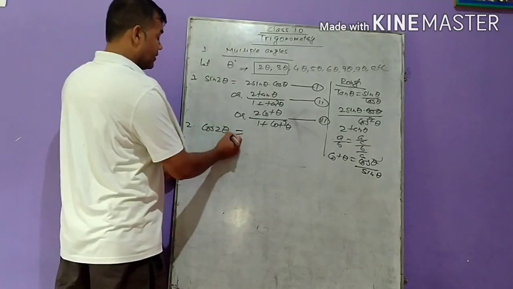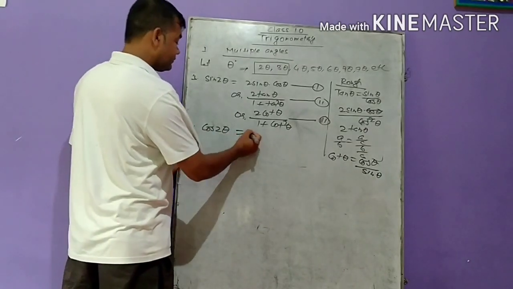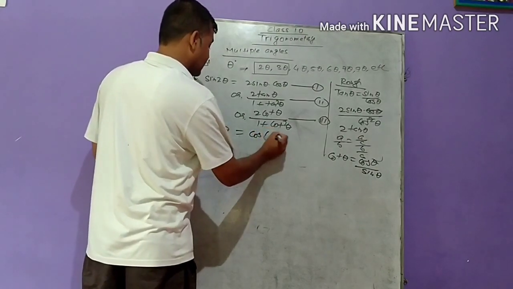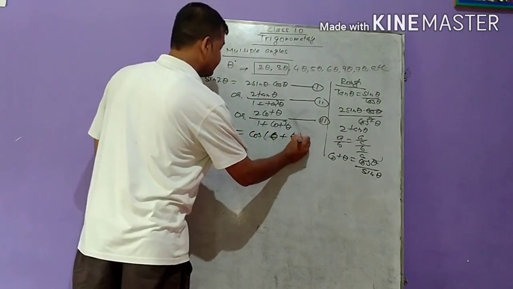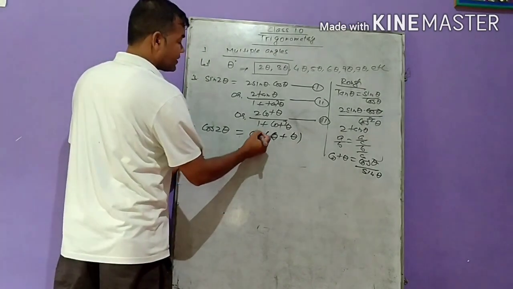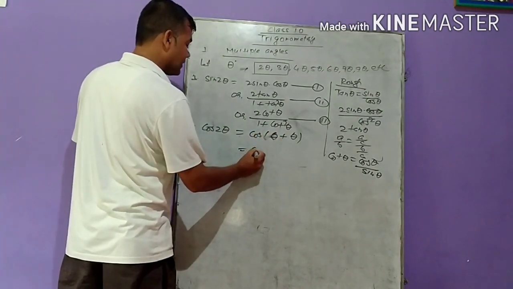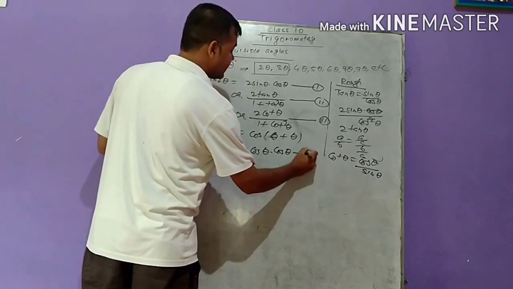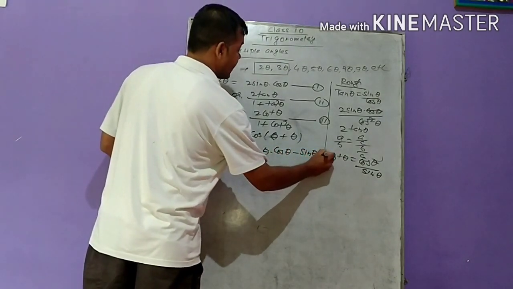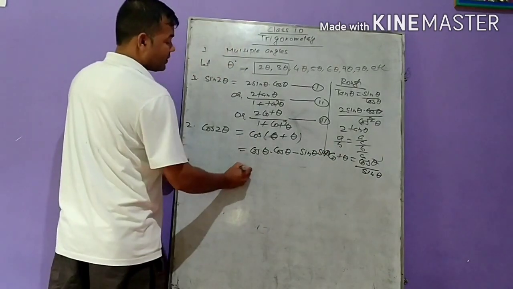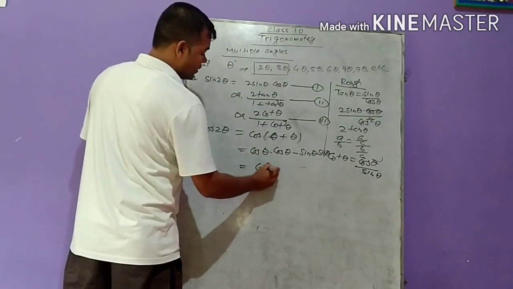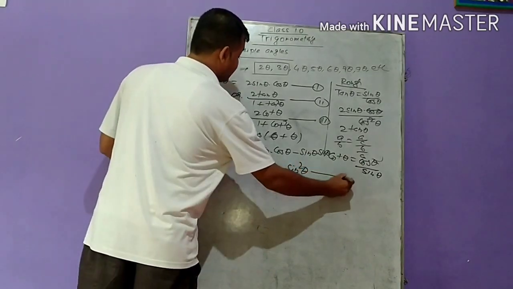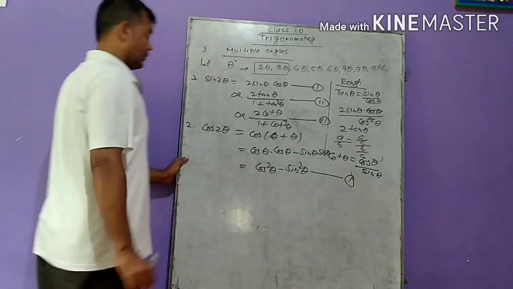We know that cos 2 theta means you can write cos theta plus theta. You know that cos A plus B, if you write, what you can write here? Cos A into cos B minus sin A into sin B. So here cos into cos means what? Cos square theta minus sin square theta. This is called one of the root formulas.